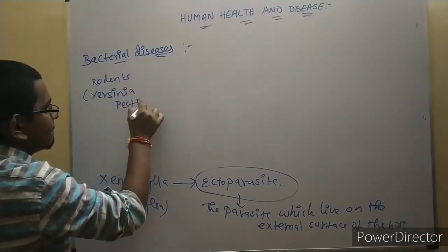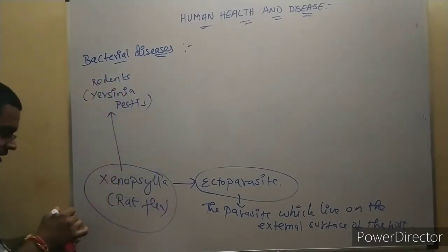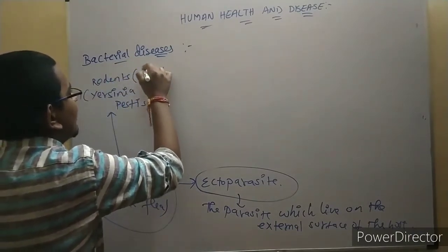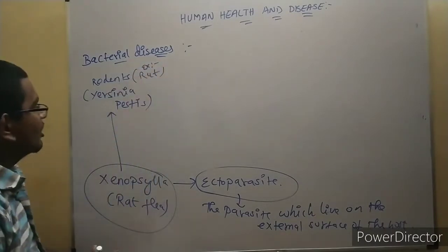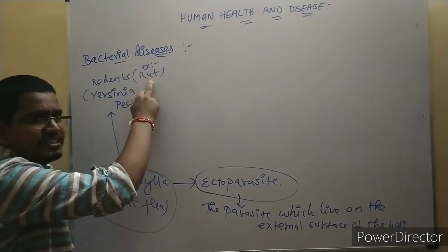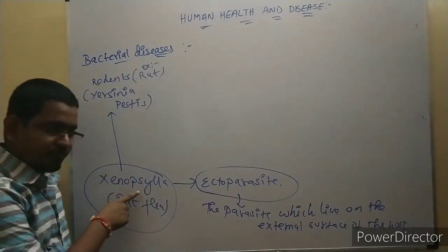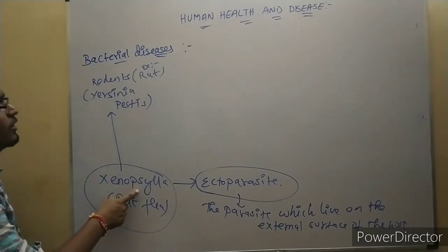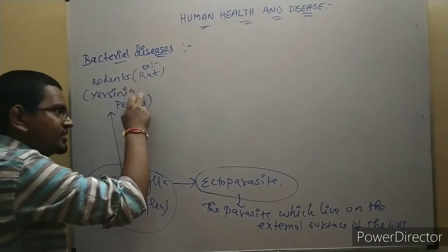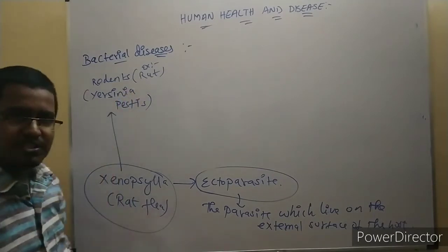If a rodent is affected with Yersinia pestis, and this Xenopsylla is present on the surface of this affected rodent, for example, I am taking a rat here. This Xenopsylla is present on the surface of the rat. This rat is acting as a host for this parasite. So it will suck the blood. But this rat is already affected with Yersinia pestis, so it will suck that blood which is having Yersinia pestis.